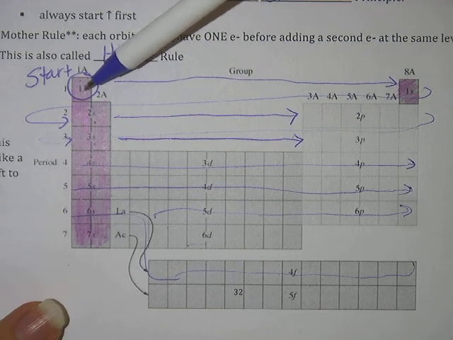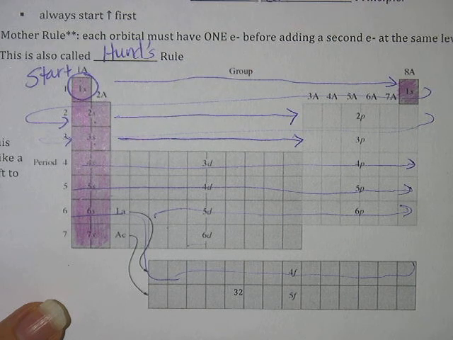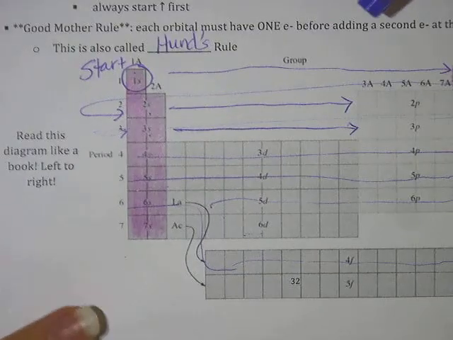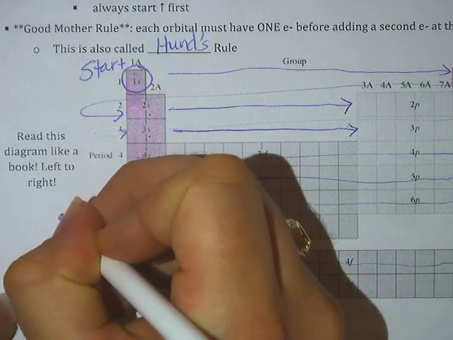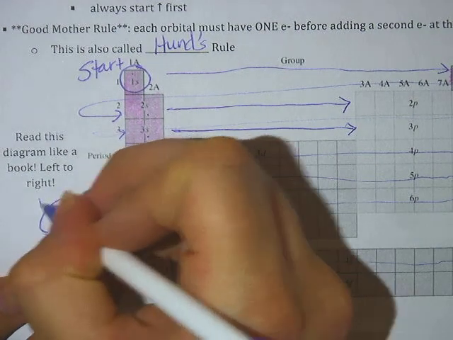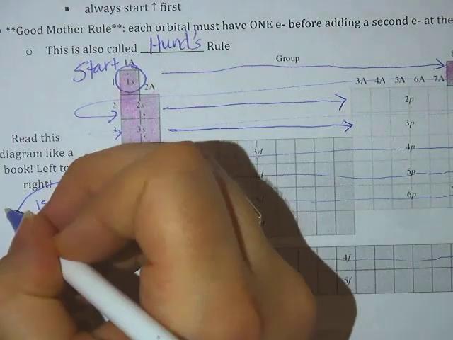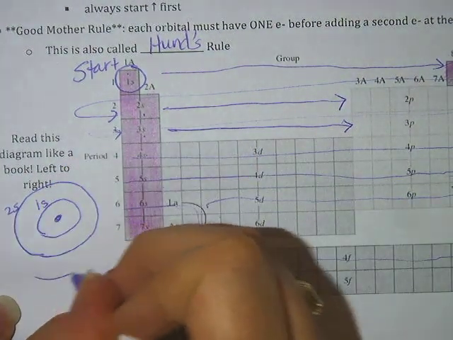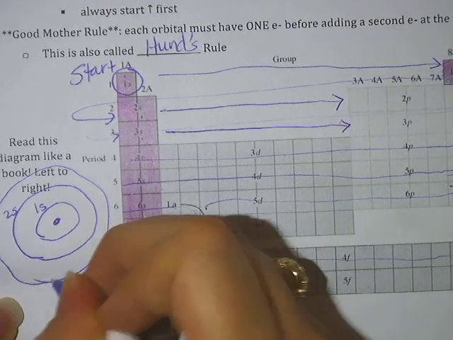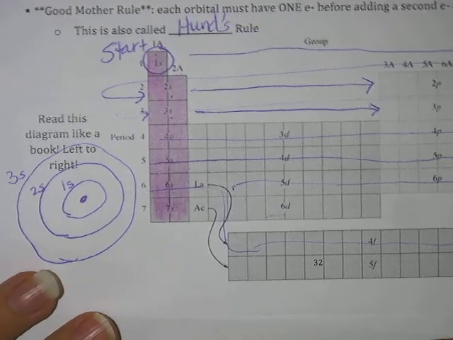These numbers in front, 1s, 2s, 3s, 4s, that is telling you how far from the nucleus you are. So like, if this is my nucleus, 1s would be the first shell outside the nucleus. And then the next shell out would be where the 2s is. And the next shell out would be where the 3s is, and so on and so forth.